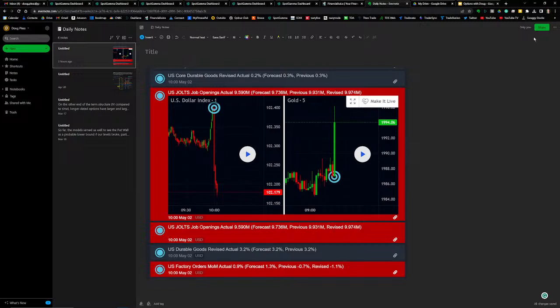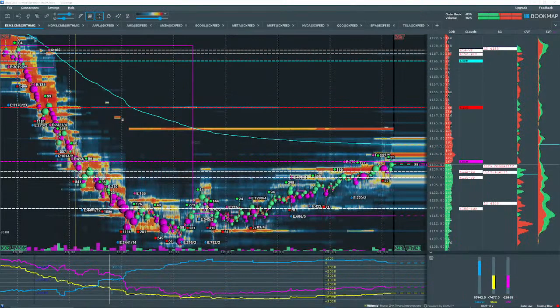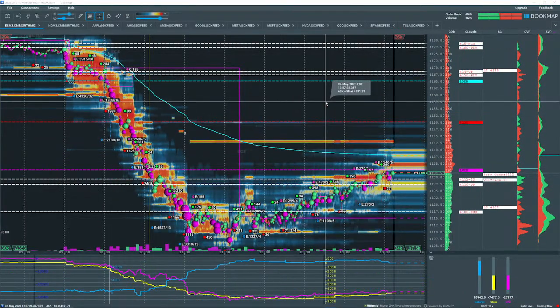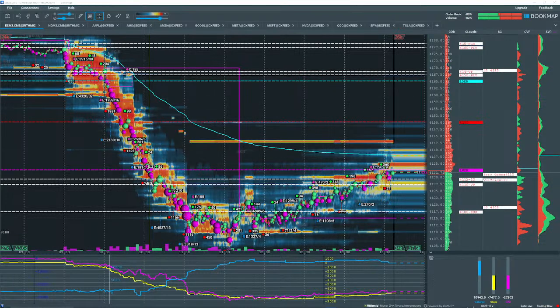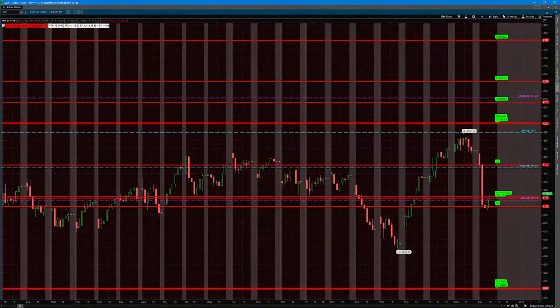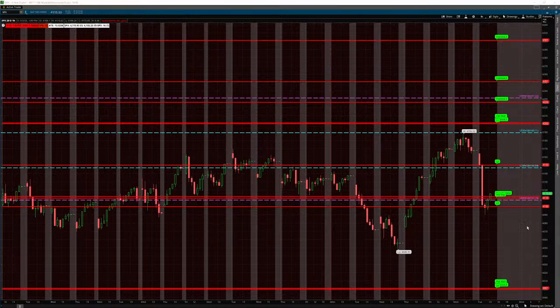Now let's start with the positional analysis. And we'll take a look at some charts. And this is Bookmap, showing the S&P 500 futures ES. And before I look further at this chart, I want to take a look at a larger time frame. And I'm going to take a look at a 20-day 1-hour chart for SPX. And this is just showing price and key levels. I'll talk about the Spotgamma levels in just a moment.